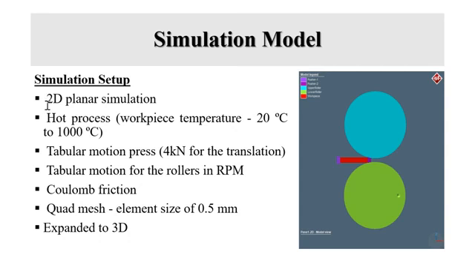So a 2D planar simulation was used. It was considered a hot process at up to 1000 Celsius for the workpiece. There is the translational motion press, which initializes the contact between the metal stock and the rollers, of 4000 Newton, and the rotational motion for the rollers, which is a specified RPM for a specified amount of time. Then the Coulomb friction between the rollers and the workpiece, and finally a quad mesh for the workpiece with an element size of 0.5 mm. This was expanded to 3D.